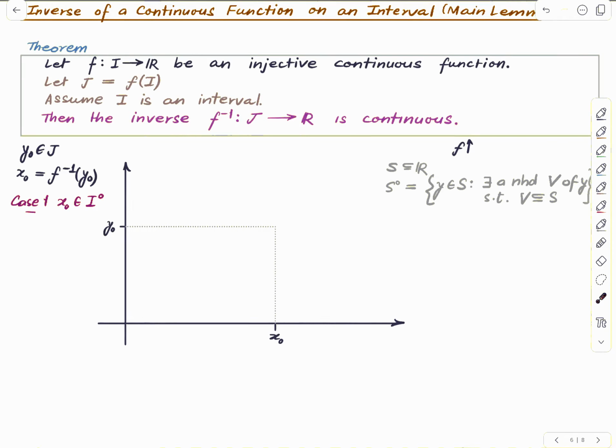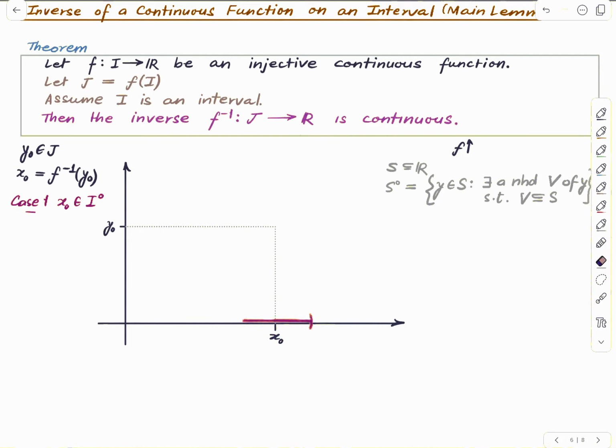Anyway, so there are two cases. Either x0 is in the interior of the interval I or it is not in the interior. Let me only argue in this case; the case where x0 is on the boundary of I will be left as an exercise. Okay, so if x0 is in the interior, then there is some open interval around x0 which is contained in I. Let me draw that. Let's say this is an open interval around x0 which is contained in I.